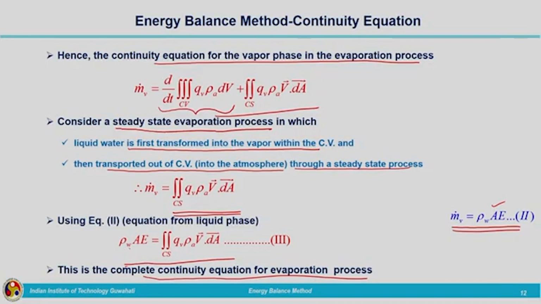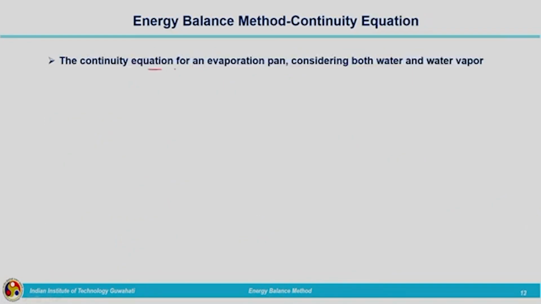That is, we have written the continuity equation for the liquid phase, and then we have written the continuity equation for the vapor phase, combined together to form the complete continuity equation for the evaporation process. Because the left hand side of equation 3 we obtained from the continuity equation for water. The continuity equation for evaporation pan, considering both water and water vapor, is this: rho W A is equal to the surface integral of QV rho A V dot dA across the control surface.